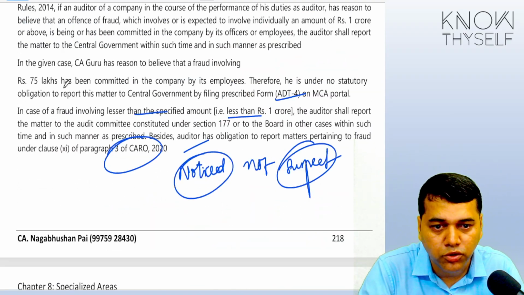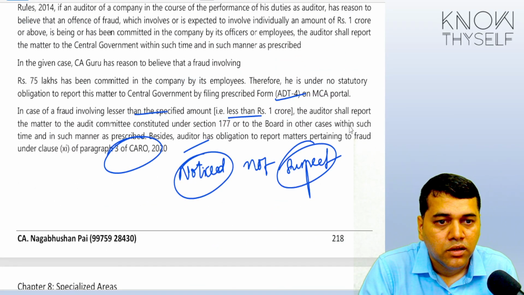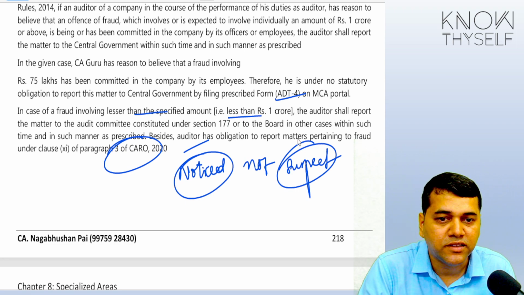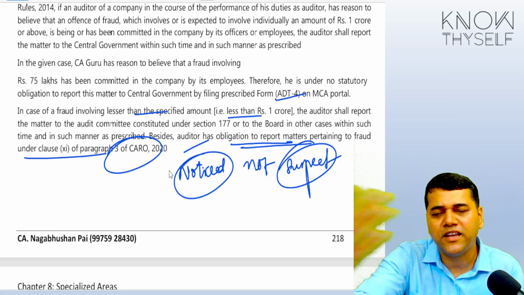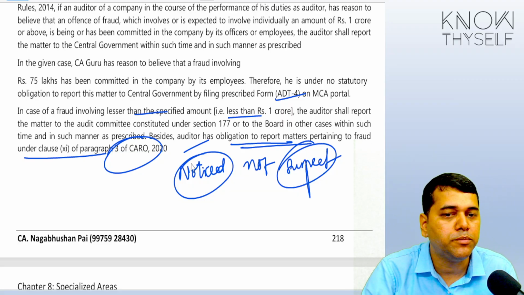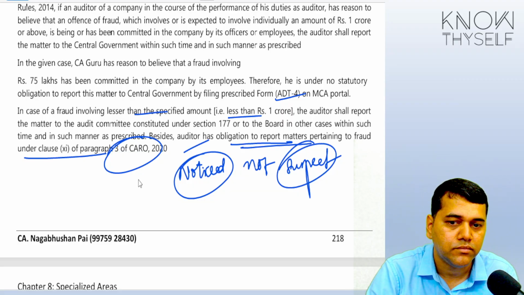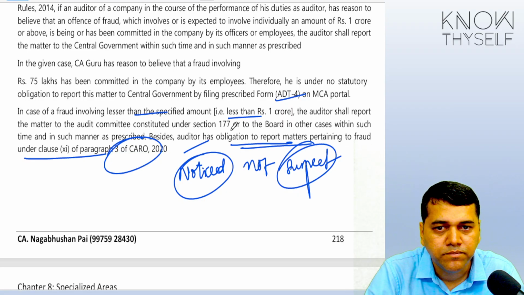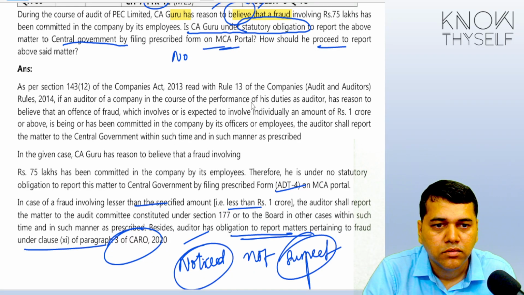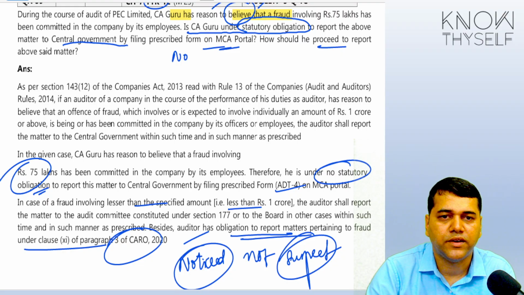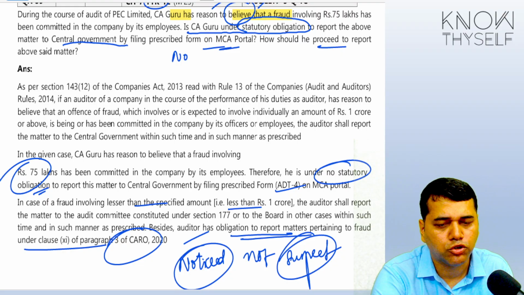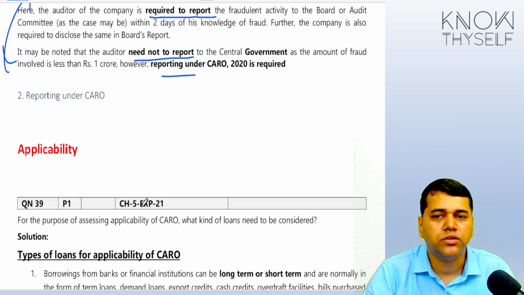But here what they have told, I don't know. Other cases that I meant to say, besides, the auditor has got an obligation to report the matter pertaining to the fraud under this. They simply said that we have to report. But whether this case has to be reported or not, they didn't tell. I hope you are clear. Okay, so you have got no statutory obligation because the amount was 75 lakhs. So we have got only one question, students, with regard to this.